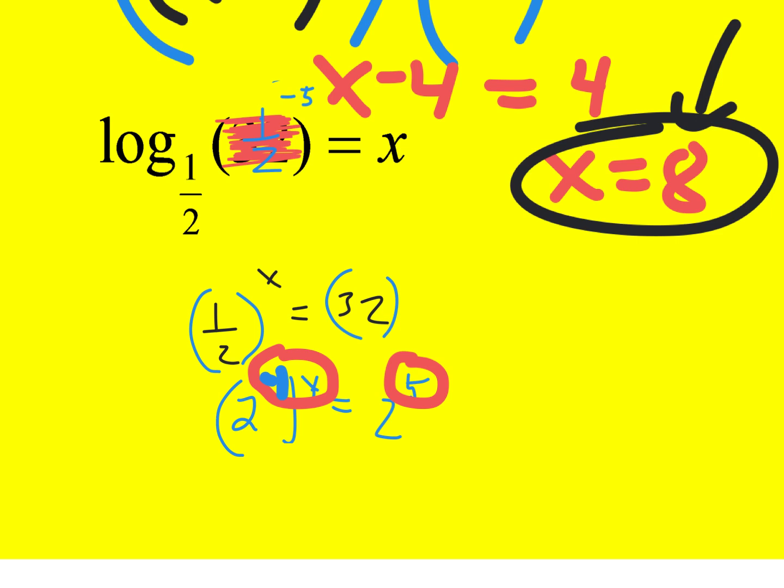And so x equals -5. Either way, x equals -5. Just showing you lots of options and ways you could solve them.